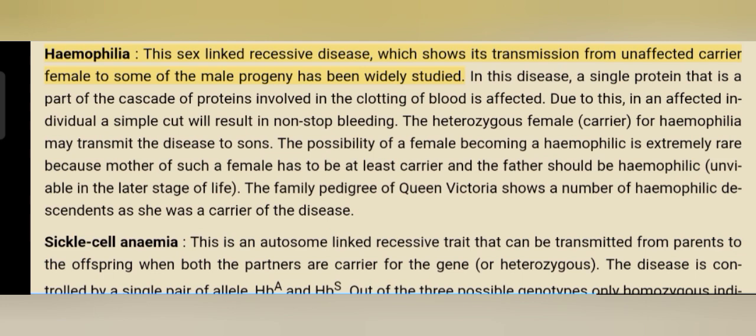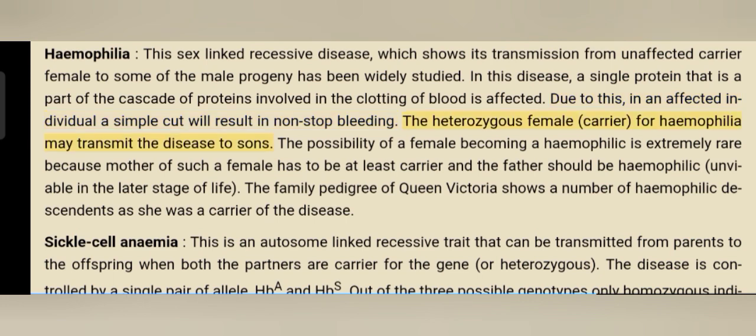Hemophilia, the sex-linked recessive disease, which shows its transmission from an unaffected carrier female to some of the male progeny, has been widely studied. In this disease, a single protein that is a part of the cascade of proteins involved in the clotting of blood is affected. Due to this, in an affected individual, a simple cut will result in non-stop bleeding.